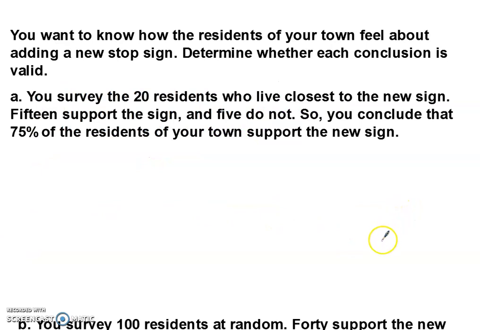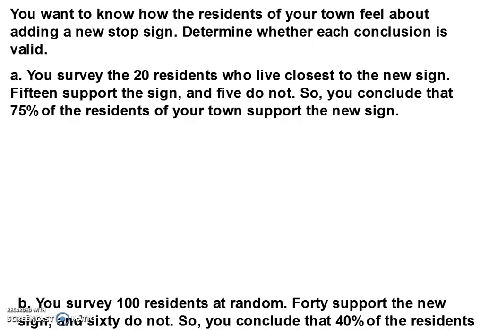Now, when we target specific groups, we ruin the data. So in order to make a valid conclusion about whatever our issue is, we need to make sure that the people that we talk to are random.